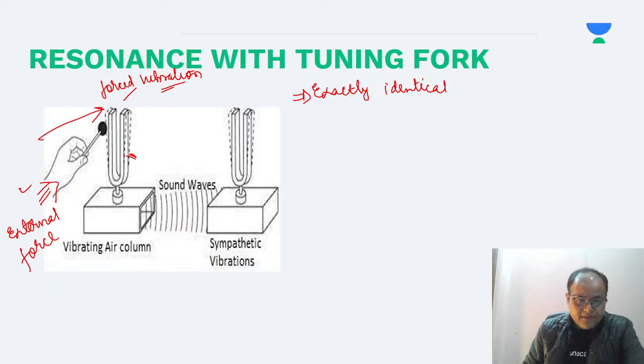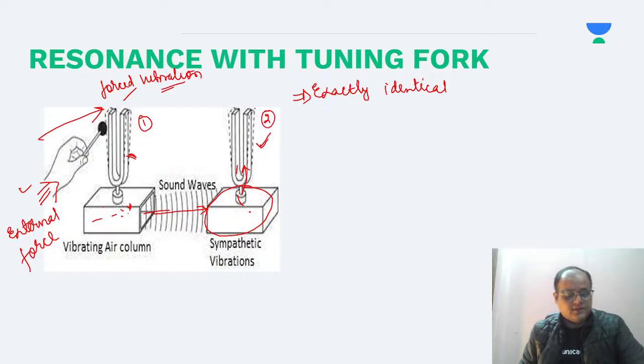These vibrations are transferred from the box to the air which is present within this vibrating air column, and the same vibrations are transferred to the second box. Now through this second box, these oscillations are transferred to the second tuning fork. This was the first tuning fork, this was the second tuning fork, right?